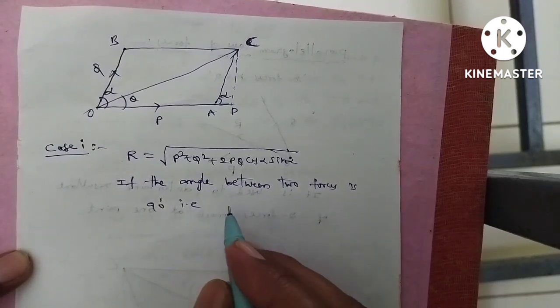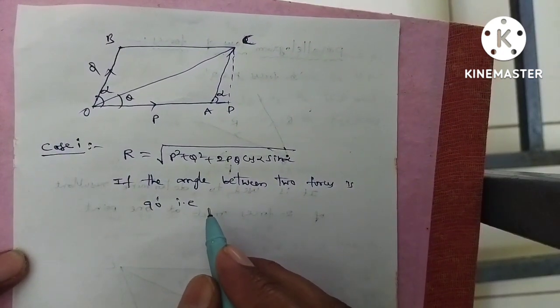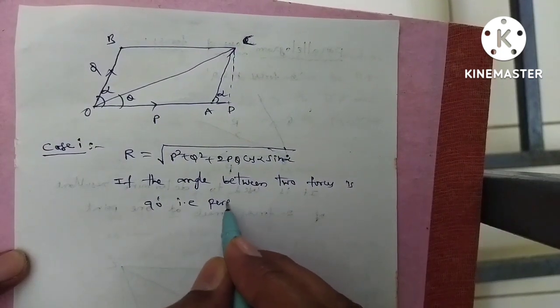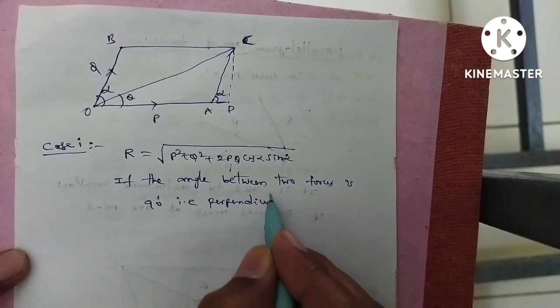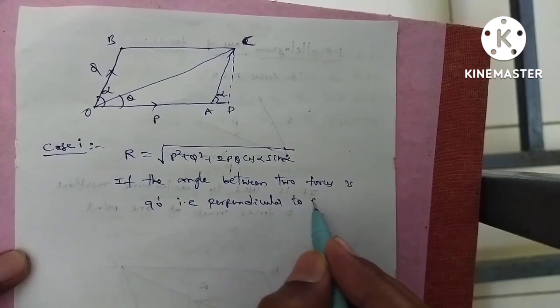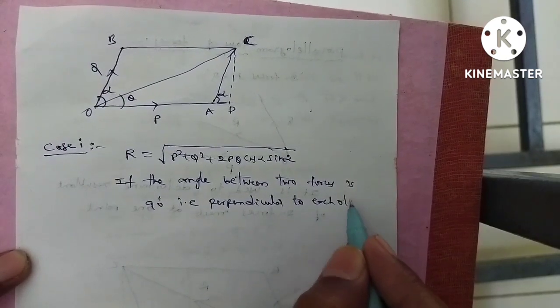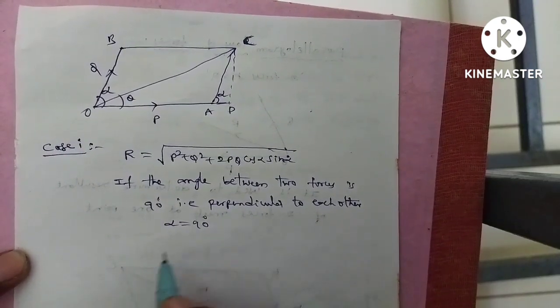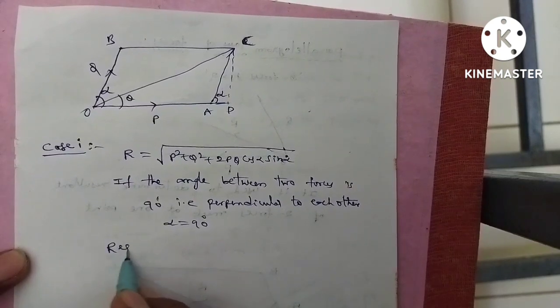So what is the resultant? This is case 1. Simply substitute 90 degrees instead of alpha, because the two forces are acting at right angles, so that the angle between those two forces is 90 degrees. So now R is equal to, alpha equal to 90, substitute 90 instead of alpha.